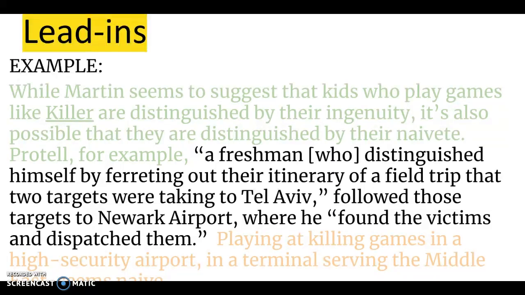All right, so let's look at another example. The green, that's our lead in. The black, that's our quote. And the orange, that's our lead out. While Martin seems to suggest that kids who play games like Killer are distinguished by their ingenuity, it also is possible that they are distinguished by their naivety.